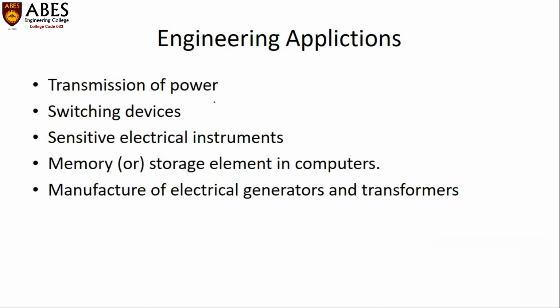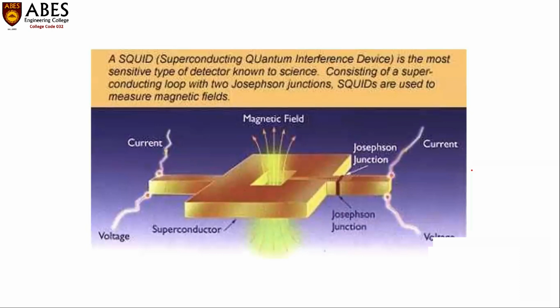Further, if you move to the engineering applications of superconductivity, as we know these superconductors show zero resistance, so their transmission will definitely be fantastic. These can be used for various switching devices where we instantly get the result. Very sensitive electrical instruments can be made. Definitely in computers they can be used as storage elements, as there won't be any losses from read and write operations. They are also used in the manufacturing of generators and transformers.